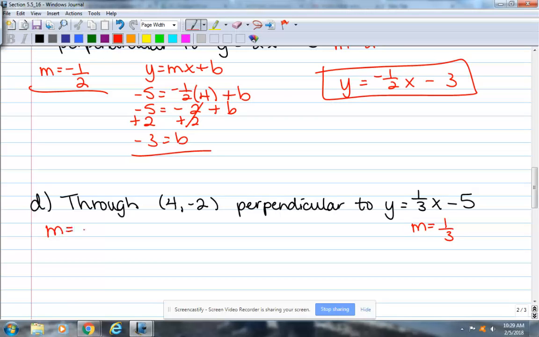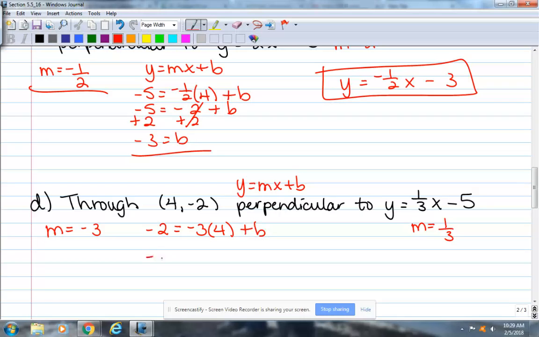-3. A -3. Any questions about how we get -3? We flip it, we get 3/1, which is 3. Change the sign, we get -3. So just flip it and change the sign. All right, so y = mx + b. What goes in for y? -2. What's m? -3. What's x? 4.